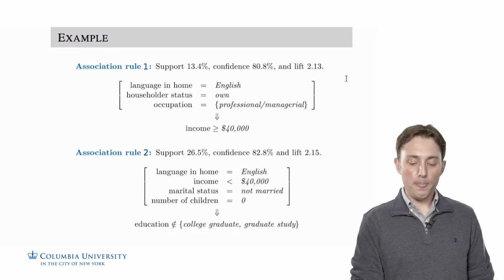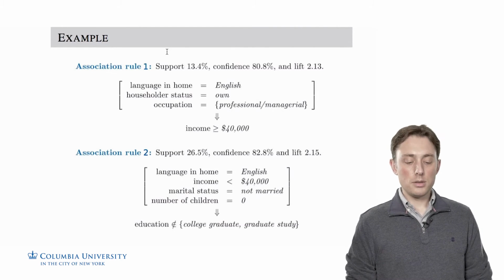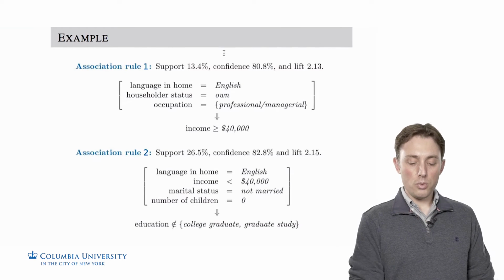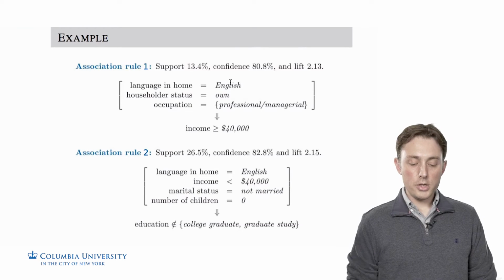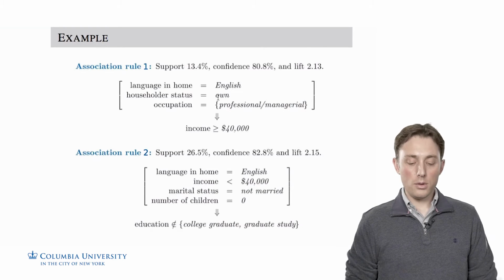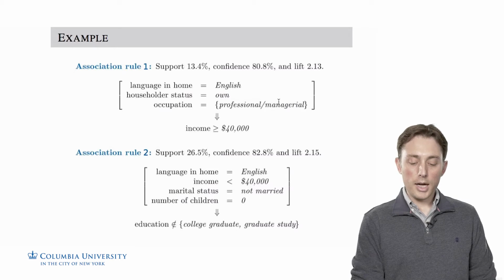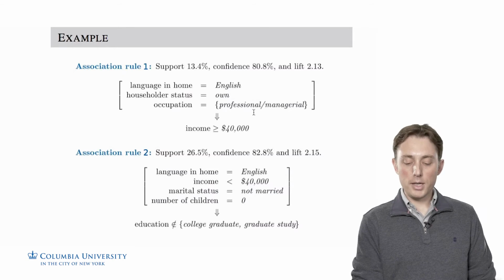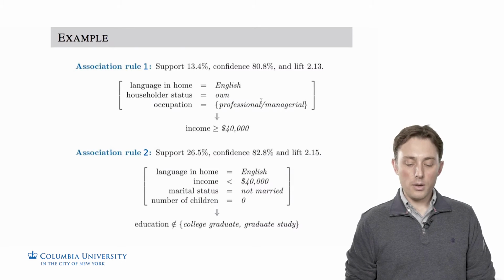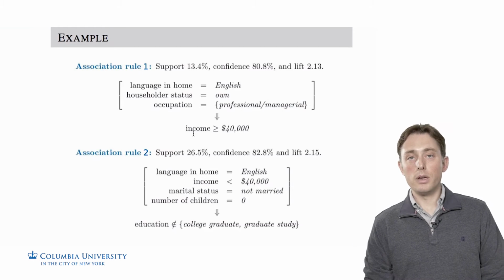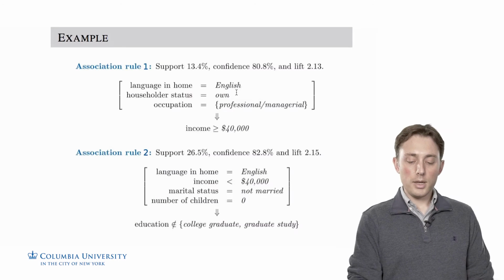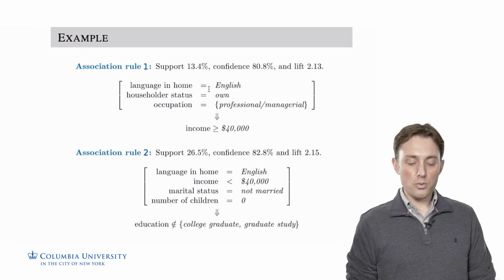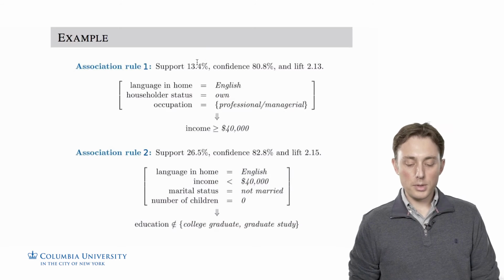So for example, based on the questionnaires, there was one association rule that was learned that said, if your language at home was English, and you own your own house, and your occupation is a professional or a managerial category, then there's a good chance your income is greater than $40,000 per year. So for this association rule, this had a prevalence or a support of 13.4%.